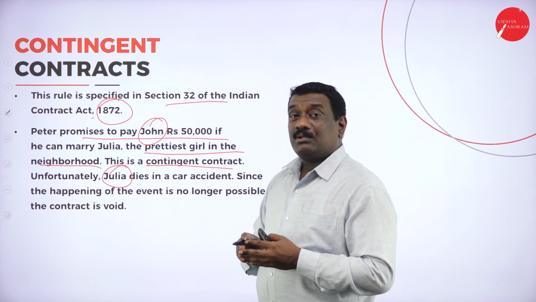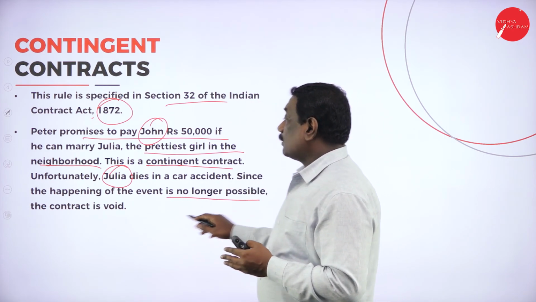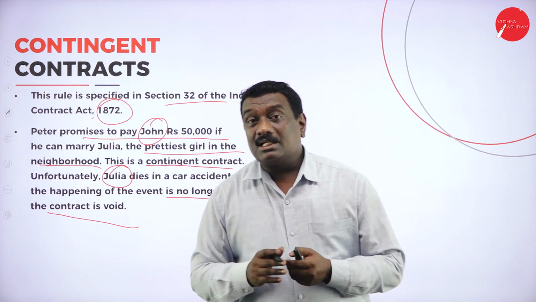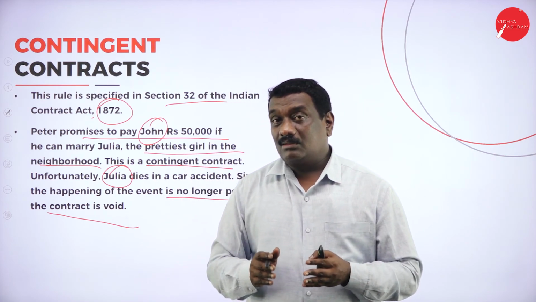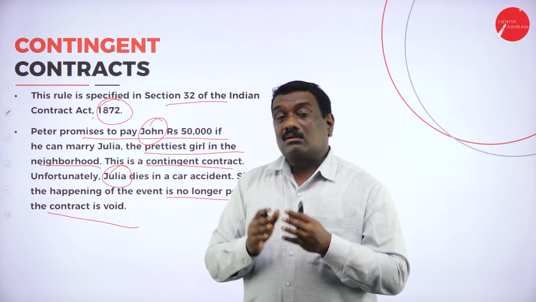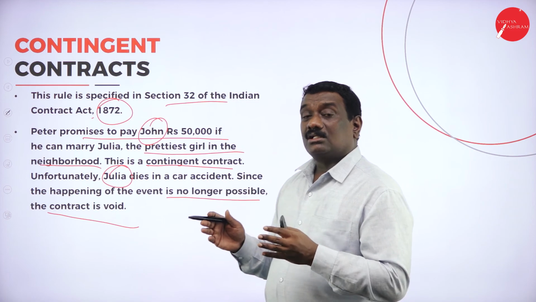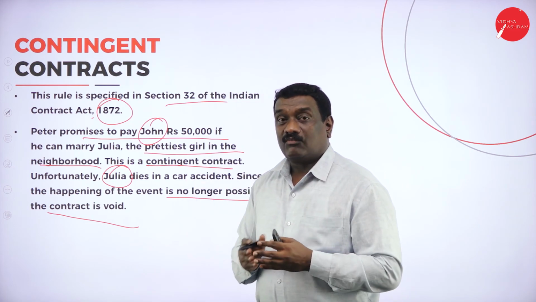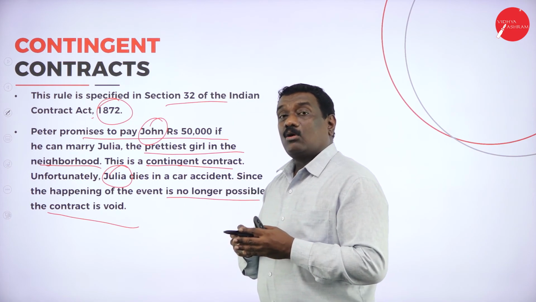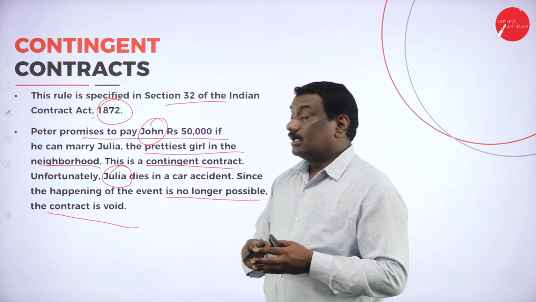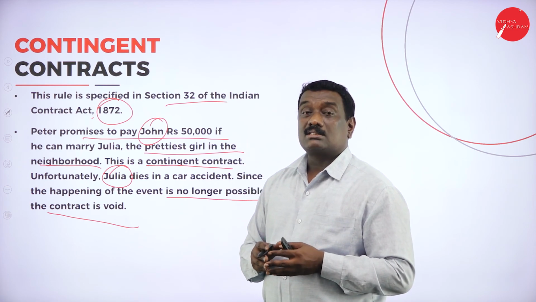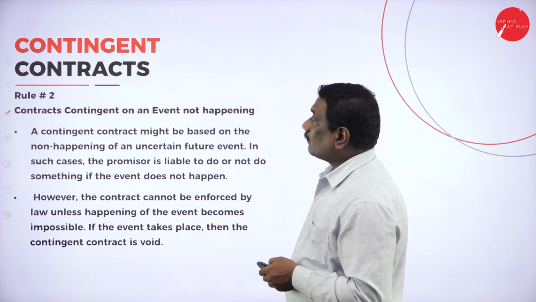Now since the happening of the event is no longer possible, the contract is void, because whatever the condition Peter had put on John, that particular condition was not able to be fulfilled and that obligation could not be fulfilled. In that case, the contract is no longer valid. It is a void contract.